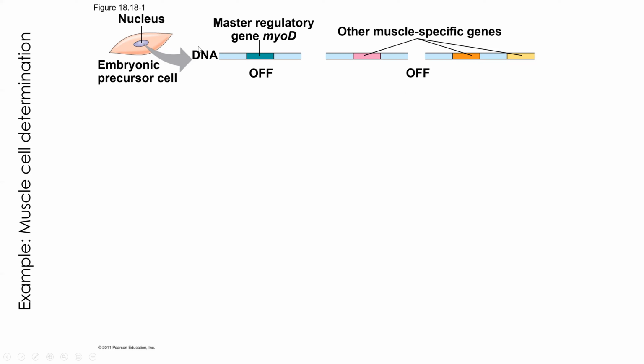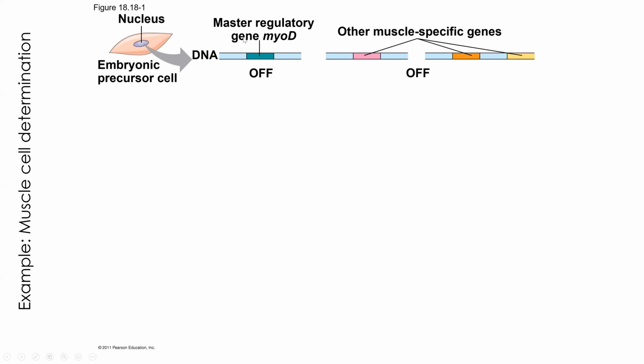So let's start over here on the right, where we've got this collection of so-called other muscle-specific genes. I'm sure you can imagine the types of things that need to be expressed in muscle cells. Maybe things that contribute to the formation of the sarcomere, or structural proteins that hold those muscle cells together. These are specific genes that a muscle cell needs to become a muscle cell.